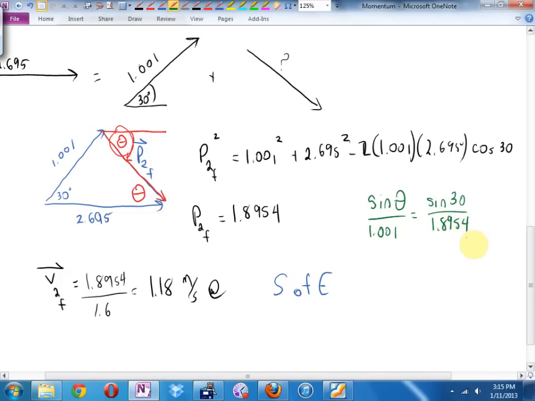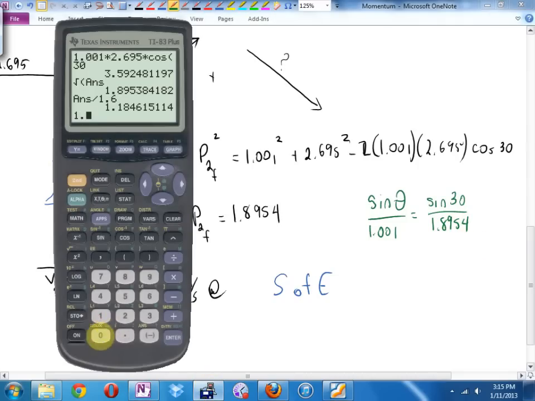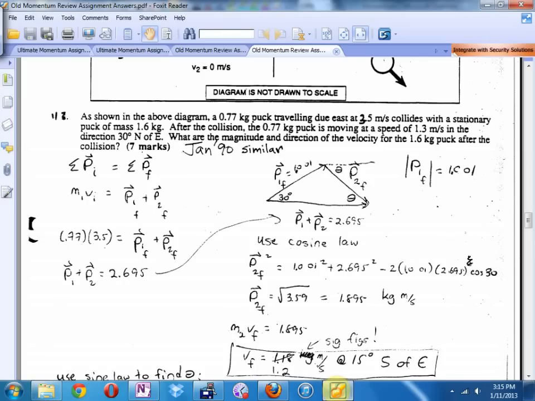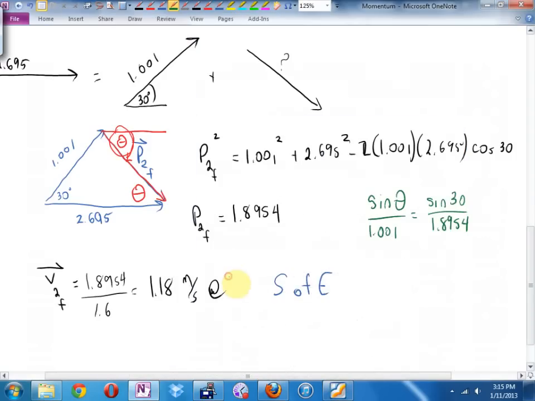1.8954. Cross multiply, I'll get 1.001 sine 30, close bracket, divided by 1.8954, inverse sine of that. And I hope it's 15.3 degrees. Yep, 15.3 degrees south of east.